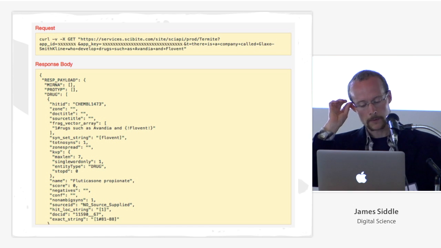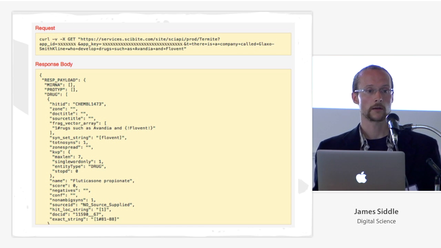So in summary, automated annotation is hard, but crucial to linking information together. And I'd recommend going out and trying it yourself right now. That's all I've got to say.